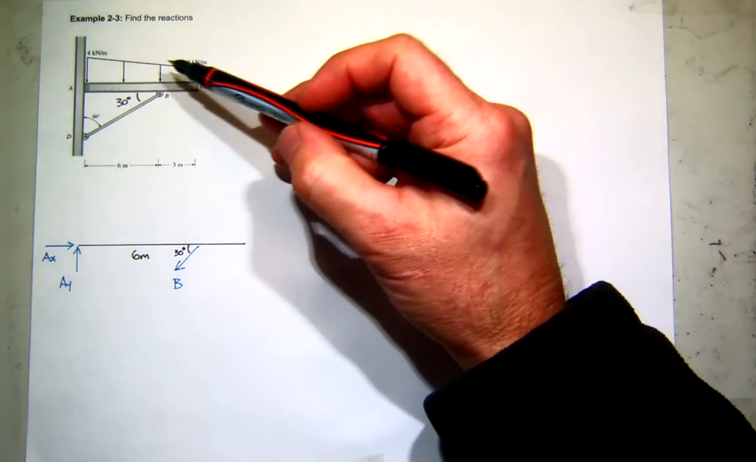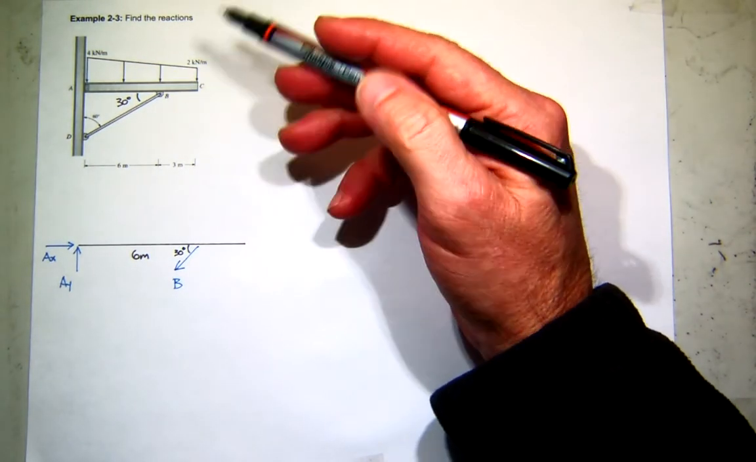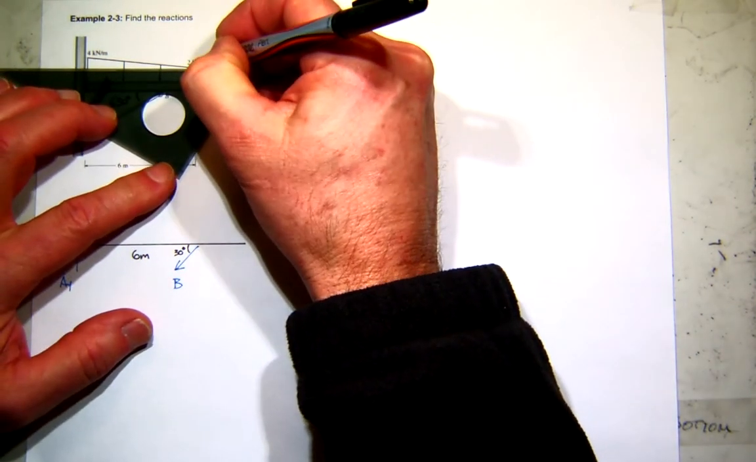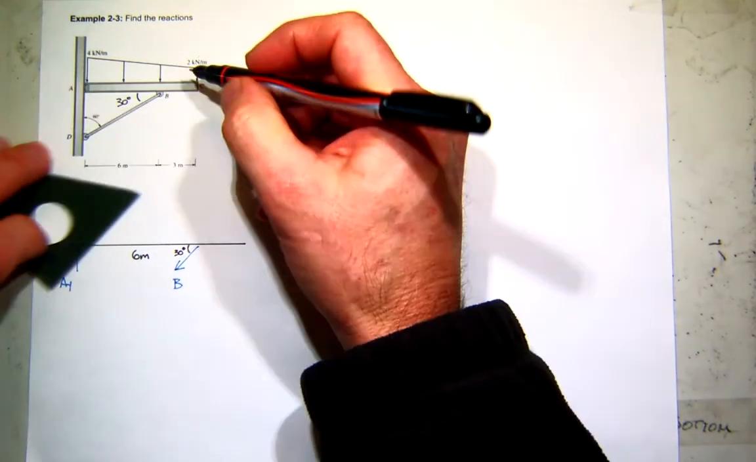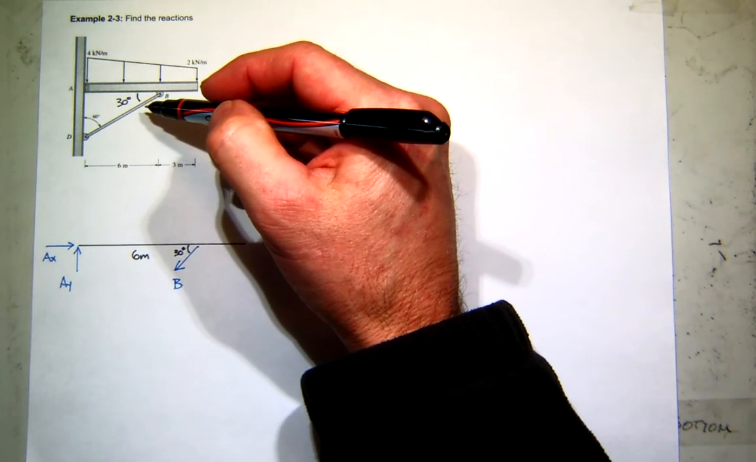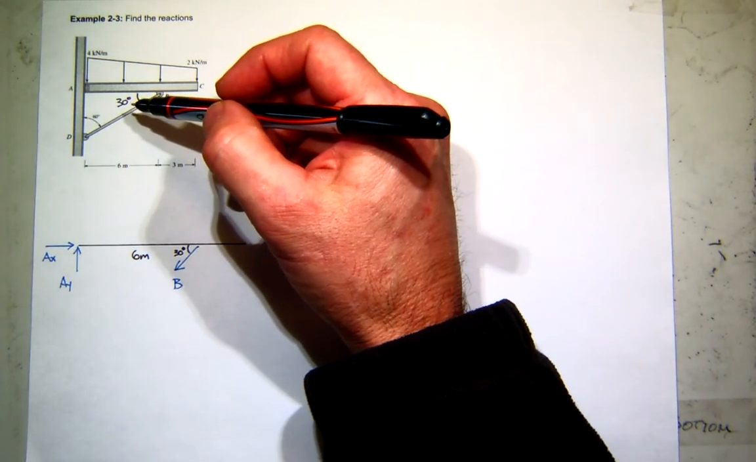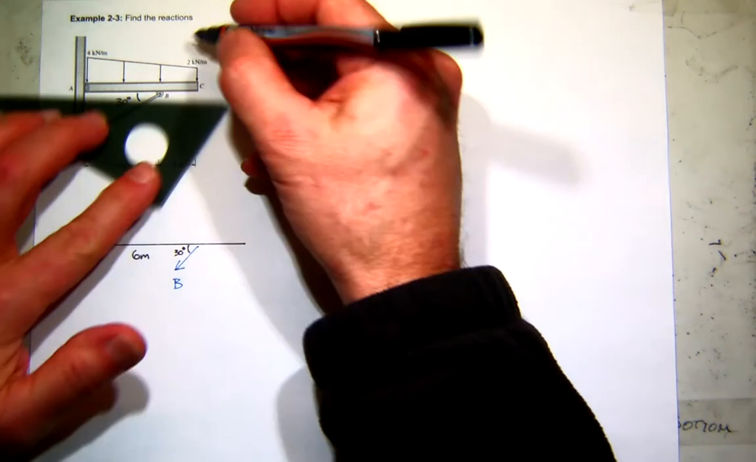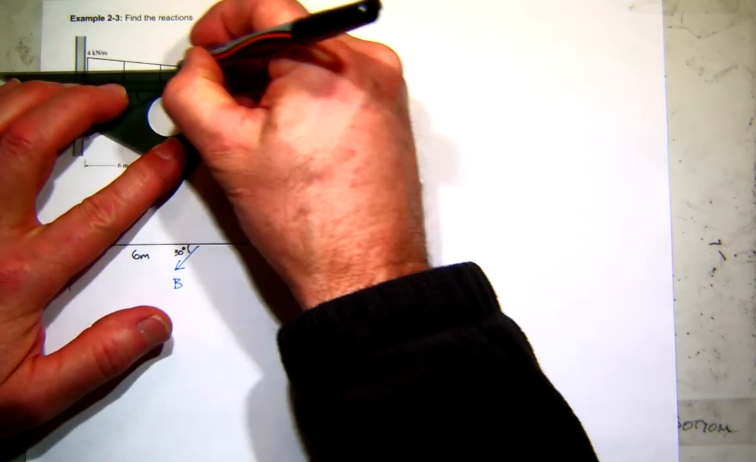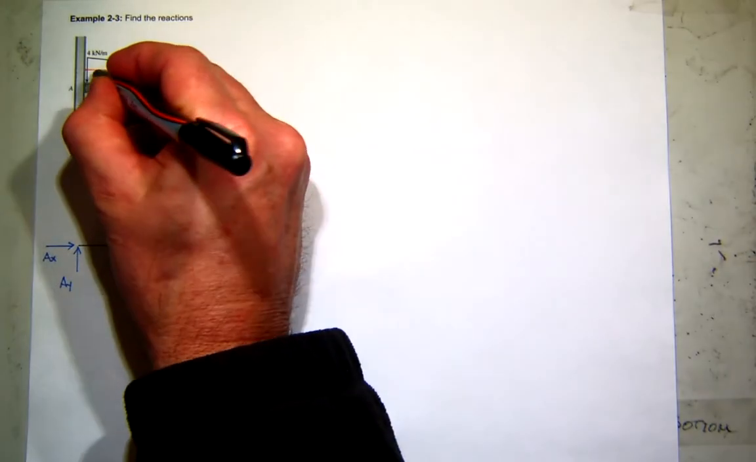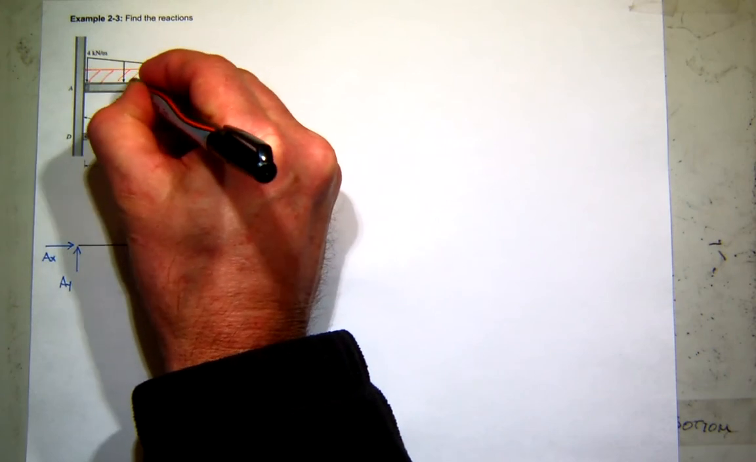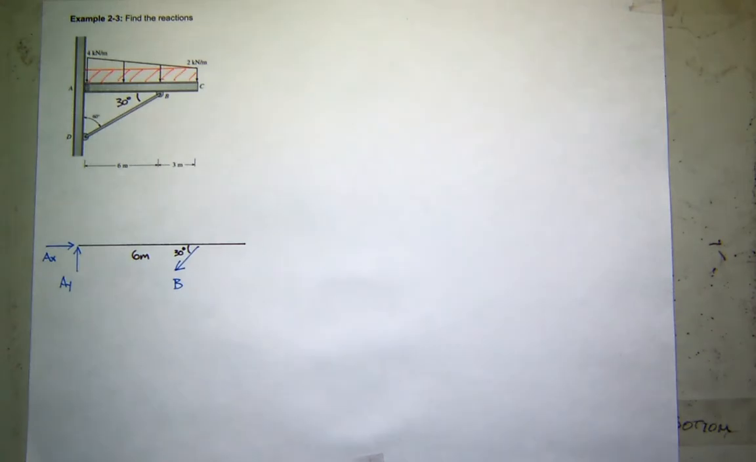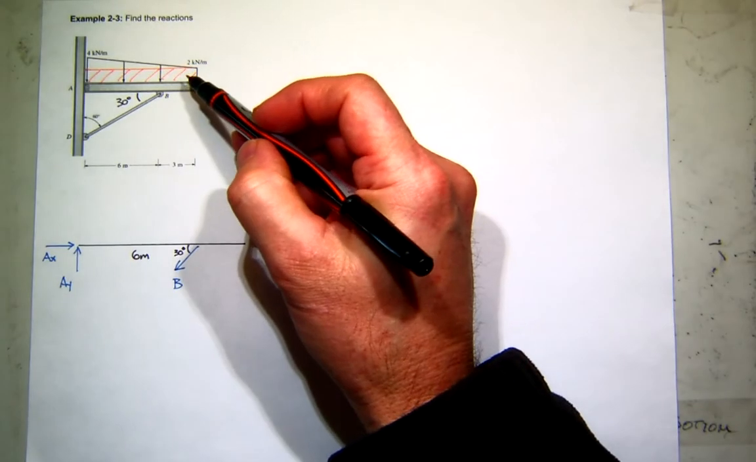Now how are we going to handle this trapezoidal load? What I like to do, and you've probably seen this before, is you can find the area of a trapezoid. That's pretty easy. But I don't remember off the top of my head where the centroid of a trapezoid is. So the easiest way I do it, and I'm sure you've done it too, is to break this up into a rectangular piece and a triangular piece.